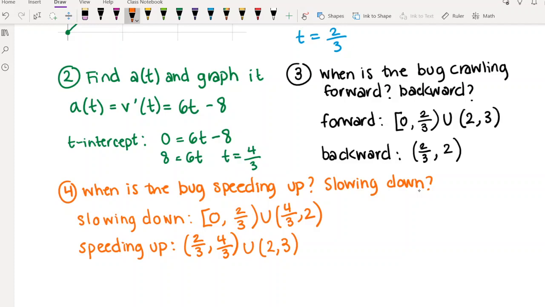Again, it's just putting parentheses at these transition points where things are neither speeding up nor slowing down, or neither moving forward nor moving backward.